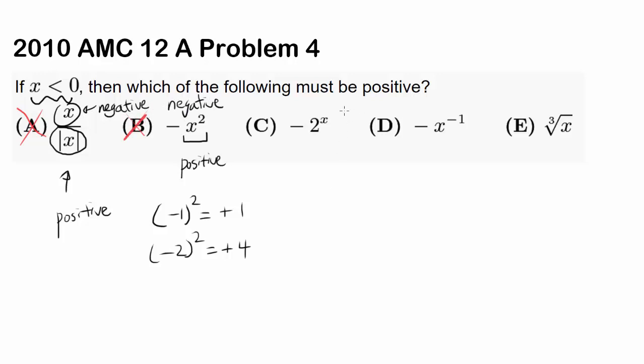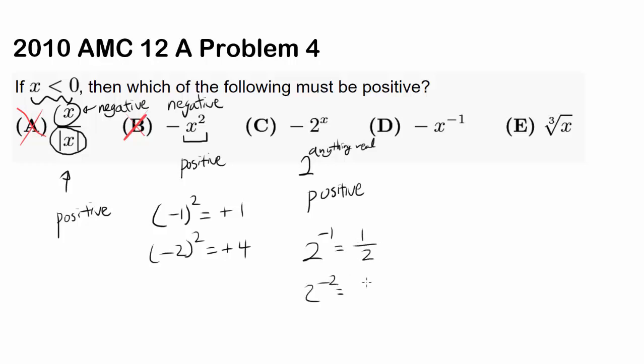Now let's go to C. You have negative 2 to the x power. Well, 2 to the any power is positive. 2 to any real number is going to be positive, because 2 to the -1 power is simply 1 over 2.